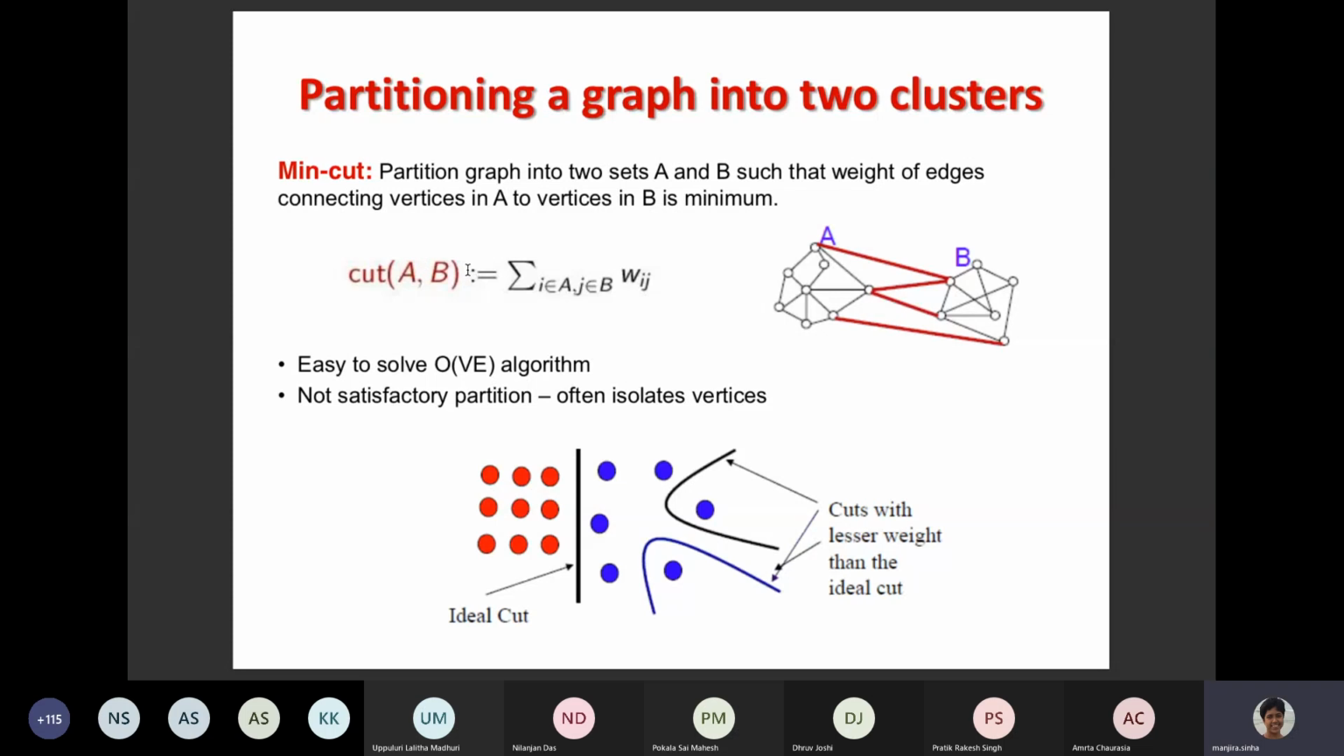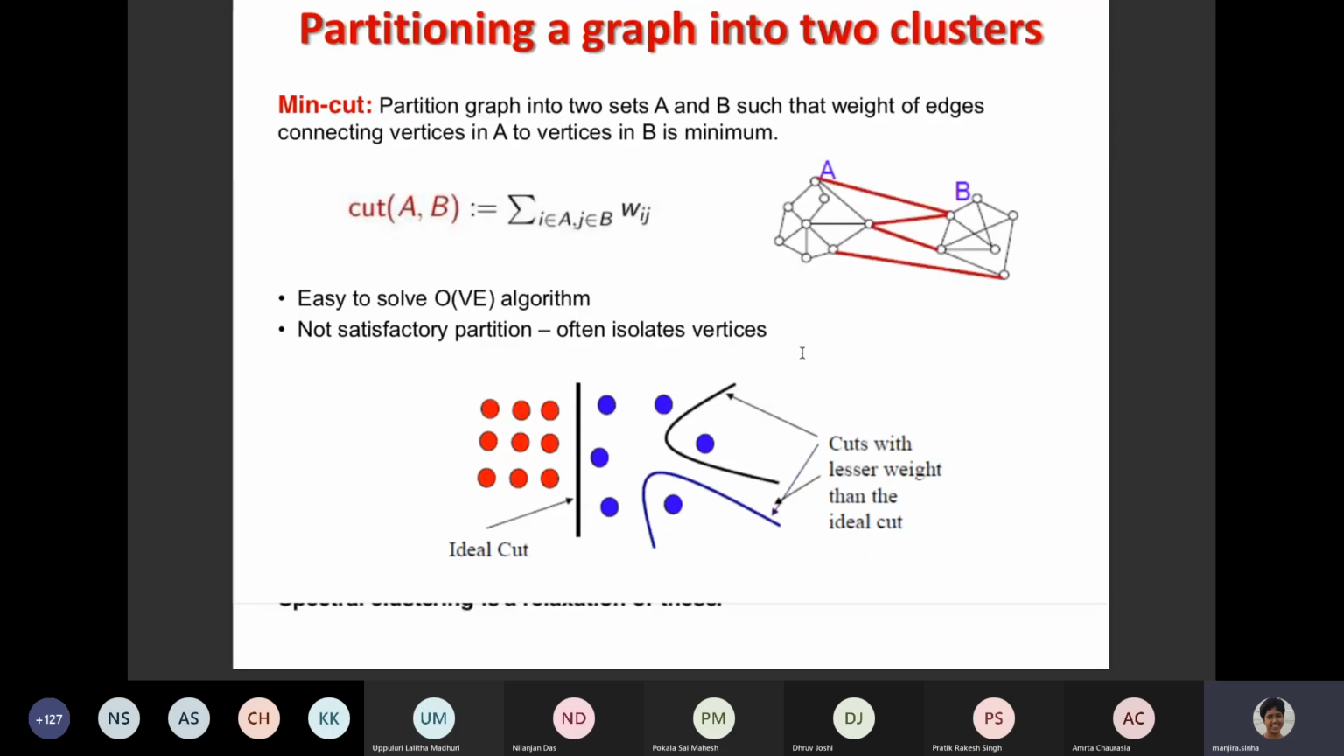How is it defined? Cut A to B is the sum of the weights of all the edges from A to B. This is an easy-to-solve algorithm, in the order of V cross E, that means number of vertices cross number of edges. Basically, I need to see all the combinations of the summation of edges to understand which set will be my minimum. But it is not a very satisfactory partition, because of what happens in this case.